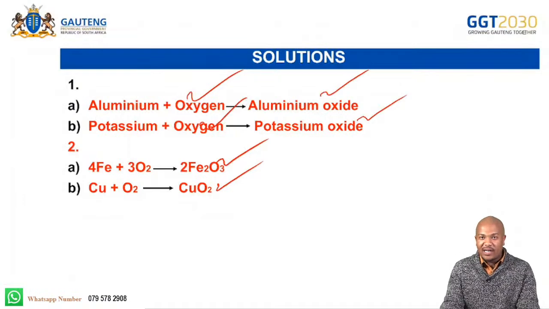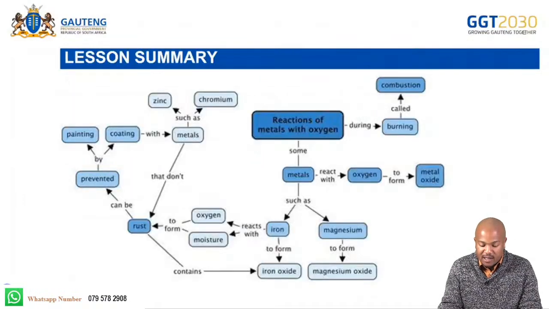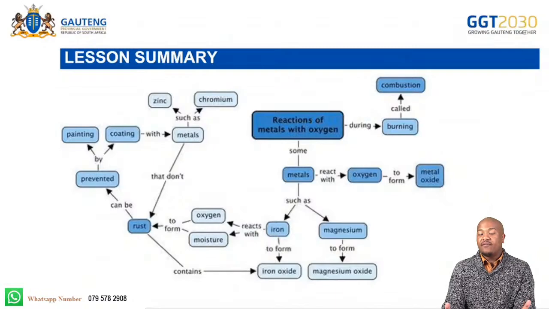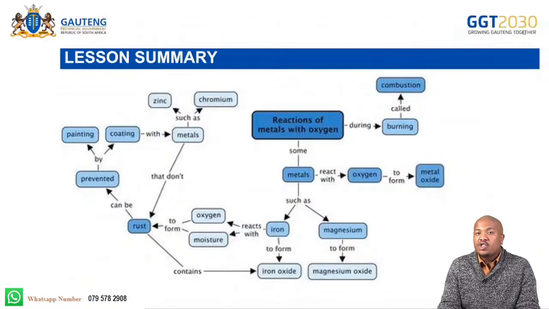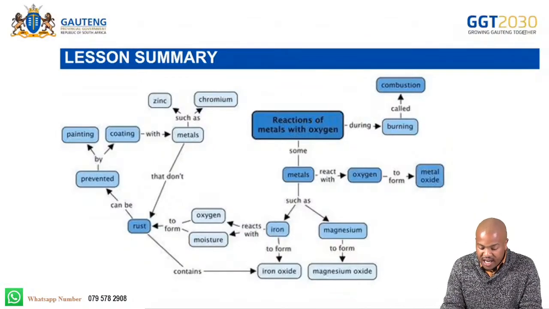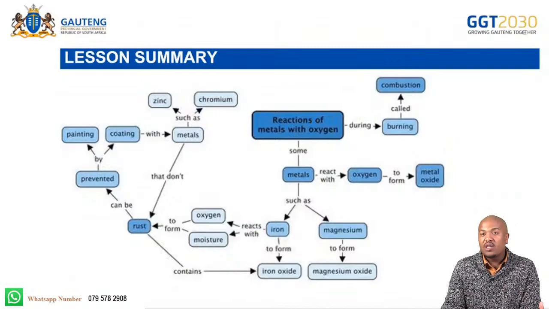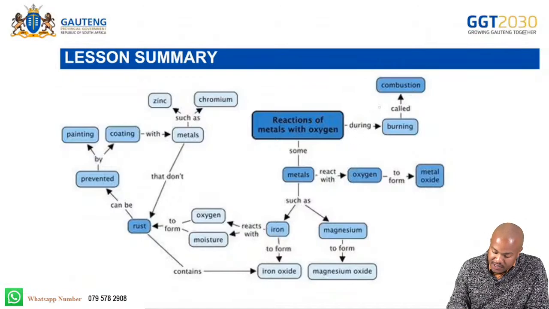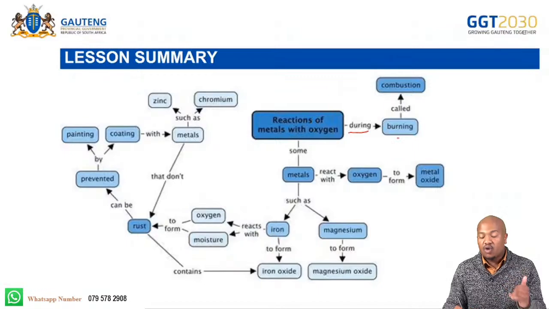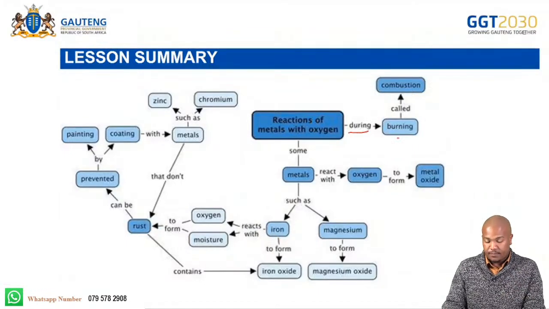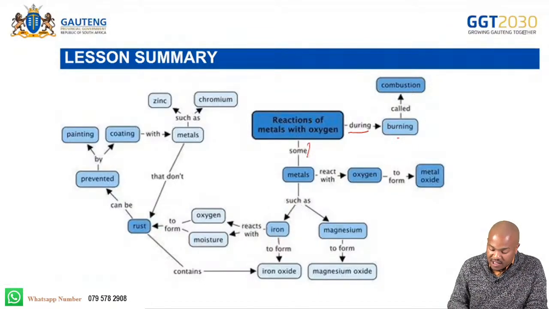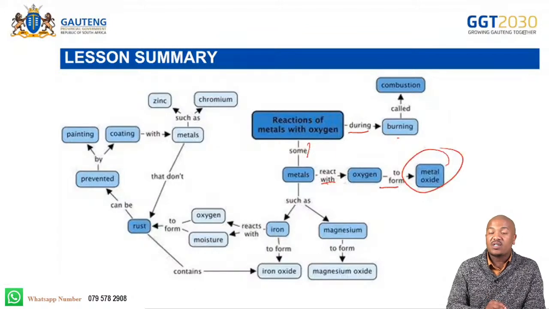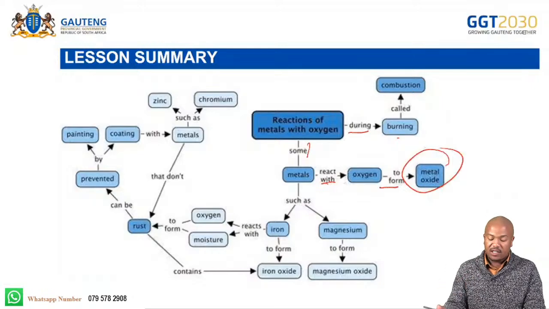Welcome back again, grade 9s. Now let's wrap up our lesson by simply summarizing what we have learned for today. So today we're talking about the reactions of metals with oxygen, right? So we said that some metals react with oxygen during burning, and that is called what? Combustion, right? And some metals react with oxygen to form a metal oxide as a product, right?